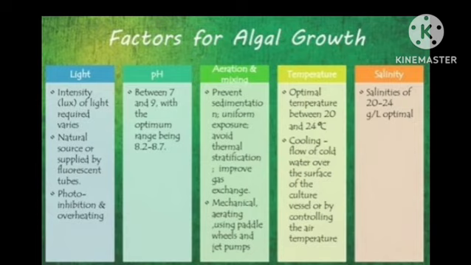And methods: mechanical aeration using paddle wheels and jet pumps, as aeration and agitation methods. And temperature, optimal 20 to 24 degrees centigrade, and salinity, optimal 20 to 24 grams per liter. This is important mainly for marine algae.